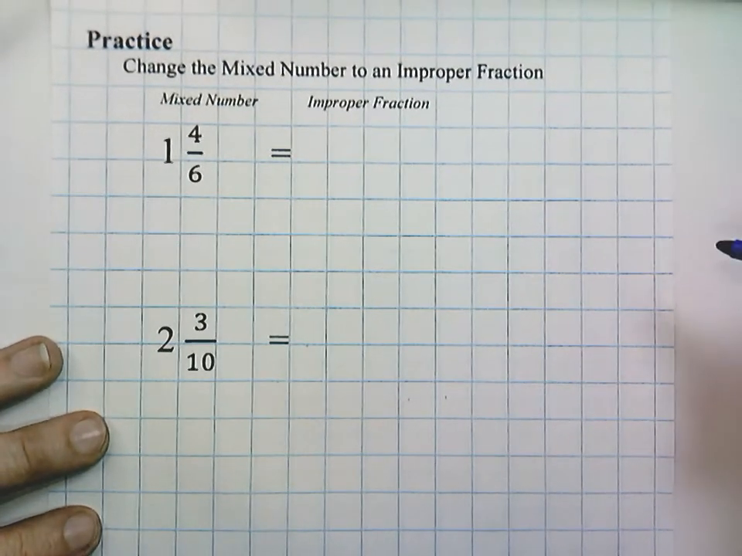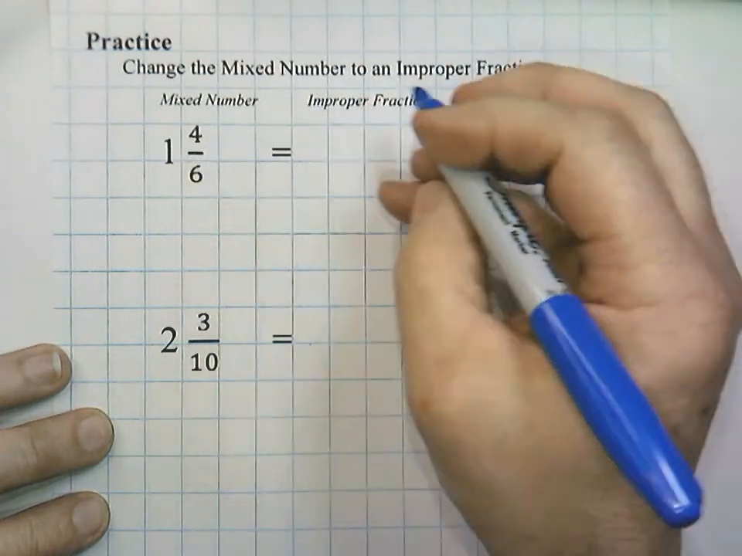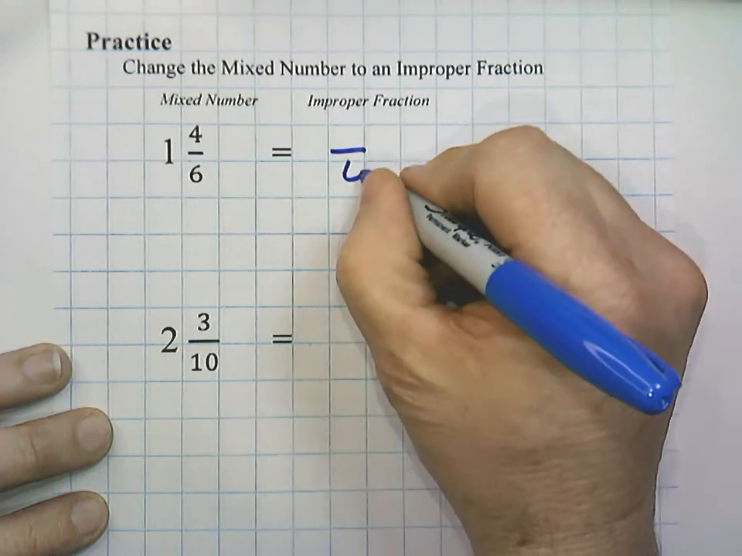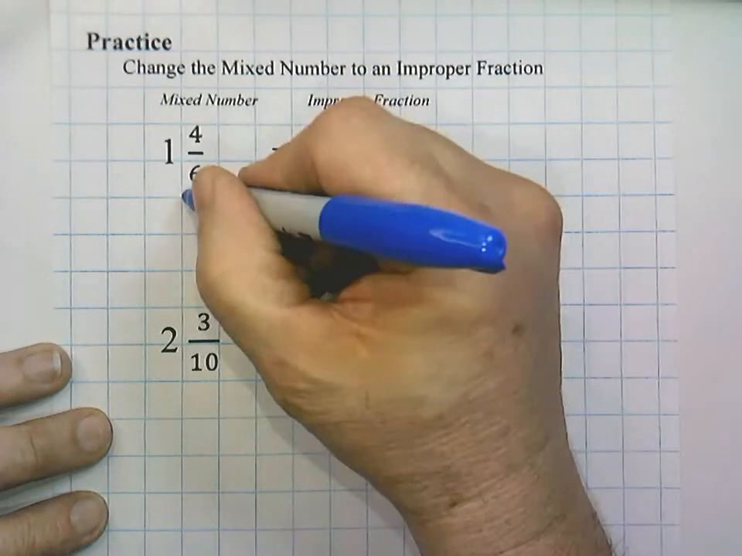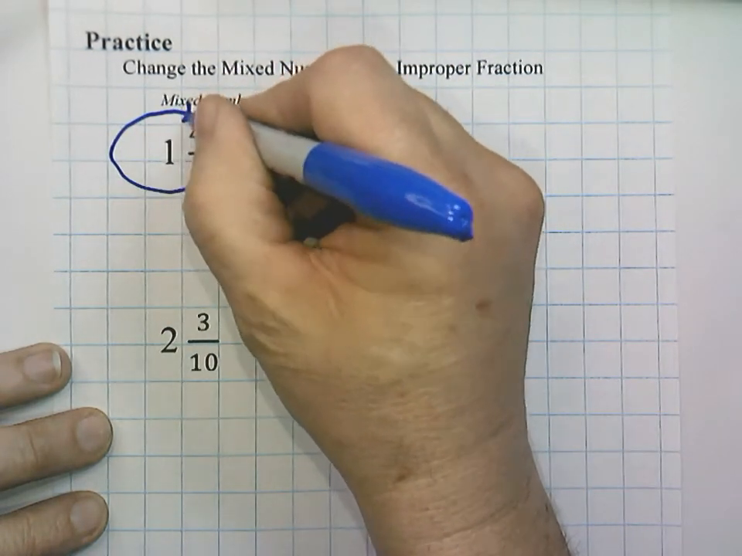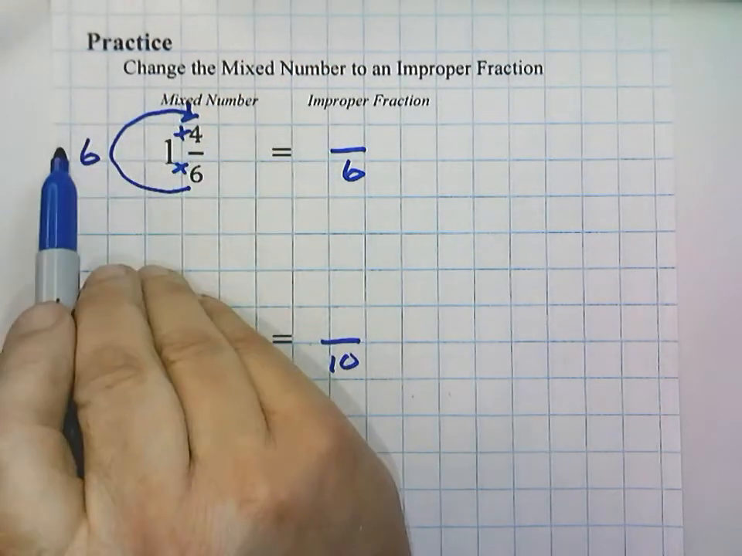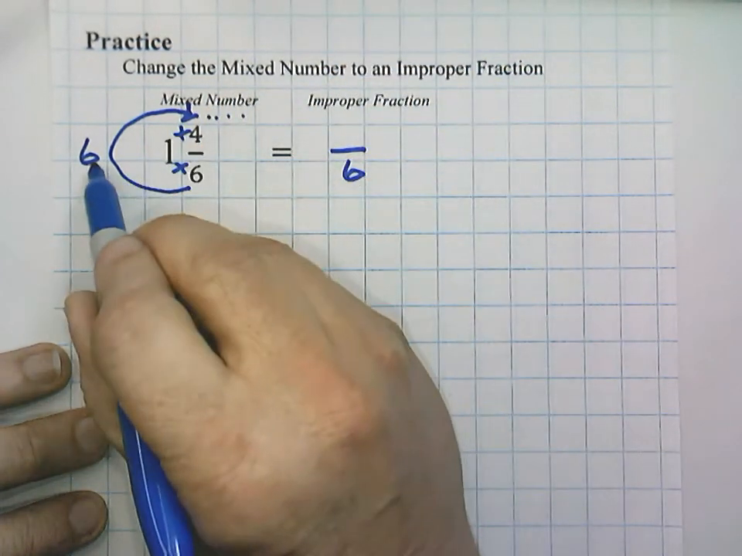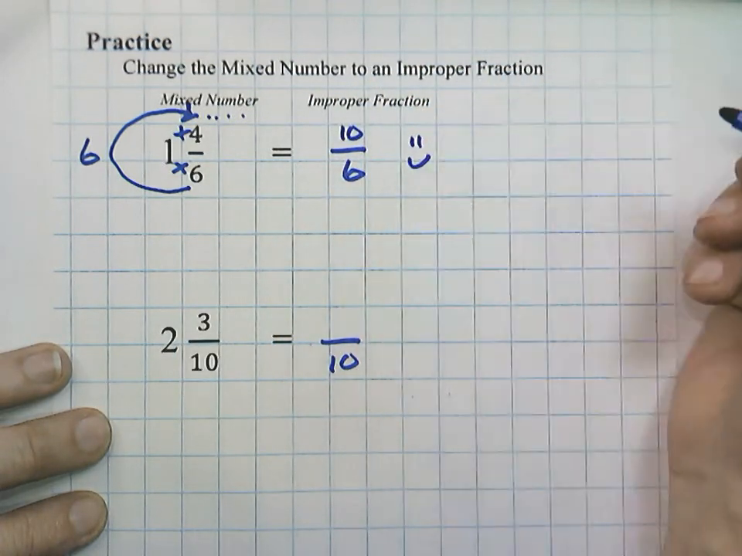If you would like to practice, just go ahead and pause for a second. I'm going to go ahead and solve. We're going to change the mixed number 1 4/6 to an improper fraction. Well, I know that an improper fraction needs a fraction bar, and I also know that the denominator is going to be 6. We're going to go in our clockwise motion, and we're going to multiply and add. 6 times 1 is 6. 6 plus 4, if you're not sure, you could use pin dots: 6, 7, 8, 9, 10. And our improper fraction is 10/6.